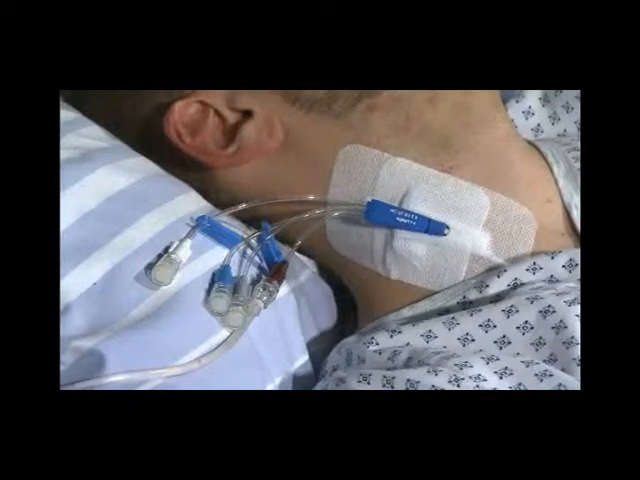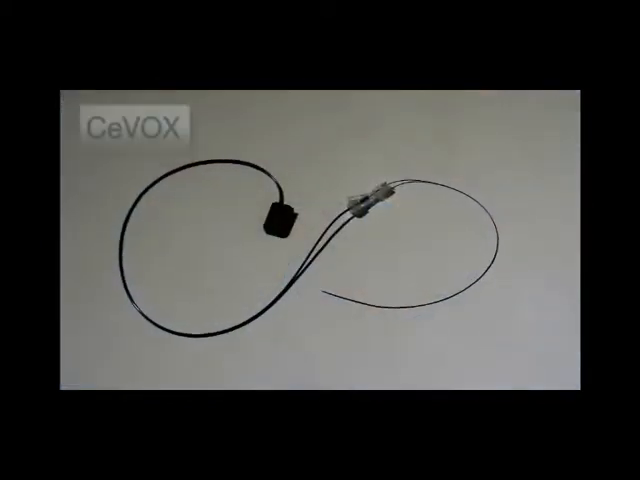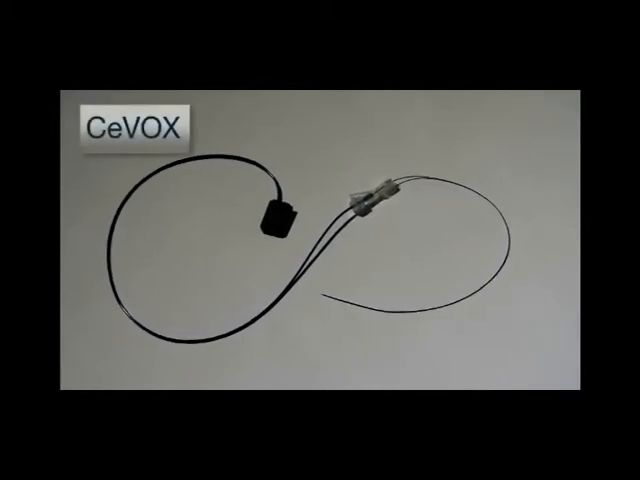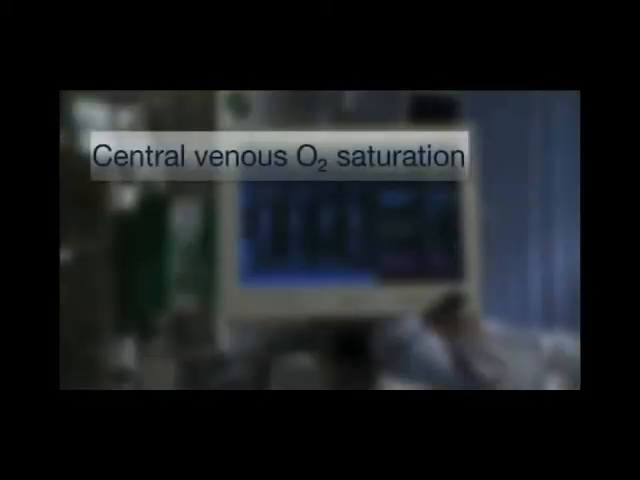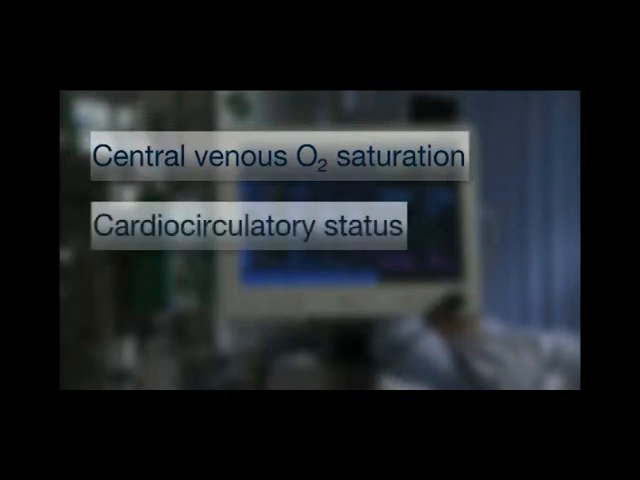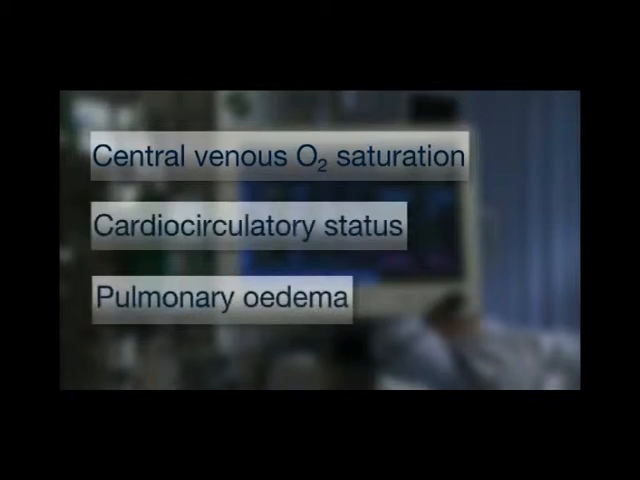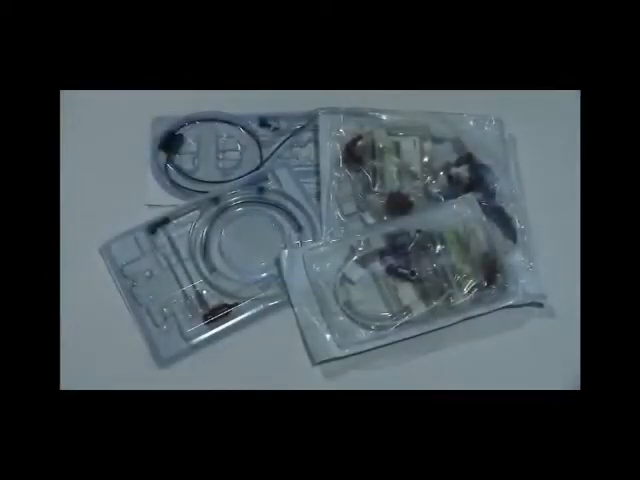To use all the functions of the Picco₂, you need a central venous catheter, the CVOX probe, and the Picco catheter. The CVOX probe measures continuous central venous oxygen saturation. With the Picco catheter, you obtain a comprehensive picture of the cardiocirculatory situation and possible pulmonary edema. It is easiest and safest to work with the kits. They include everything you need for CVOX and Picco monitoring.